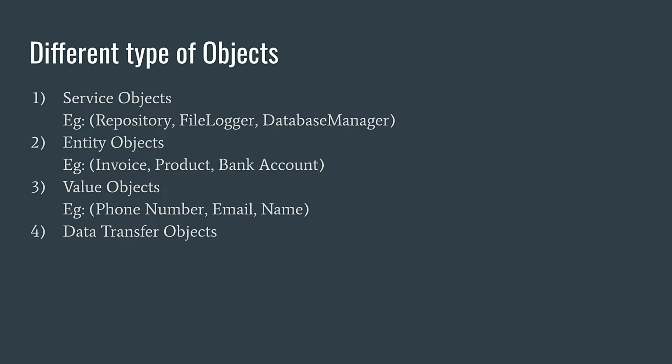Coming to data transfer objects, they just hold data, that is primitive type values, and have no significant behavior. They don't have design rules as strong as the rules for entity and value objects. I will be explaining in depth about the other three types of objects in my upcoming videos. For now, let's learn about value objects.